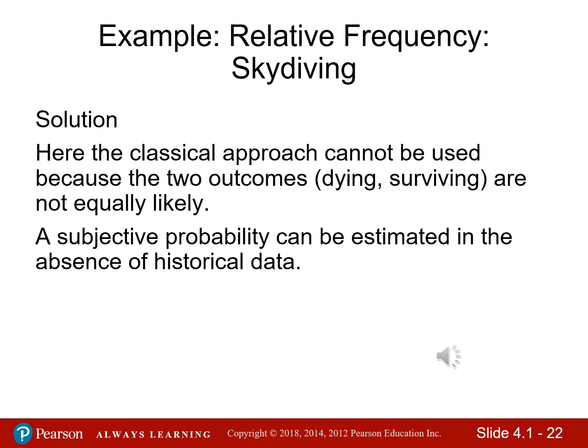In this example, the classical approach could not be used because the two outcomes, dying or surviving, are not equally likely to occur. A subjective probability could be estimated in the absence of any historical data.